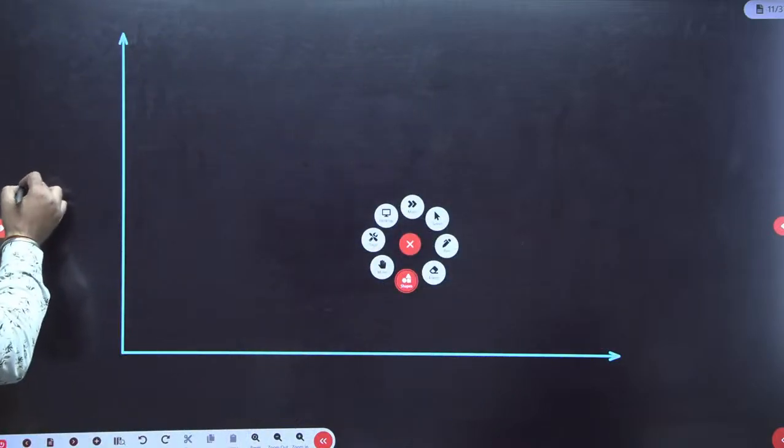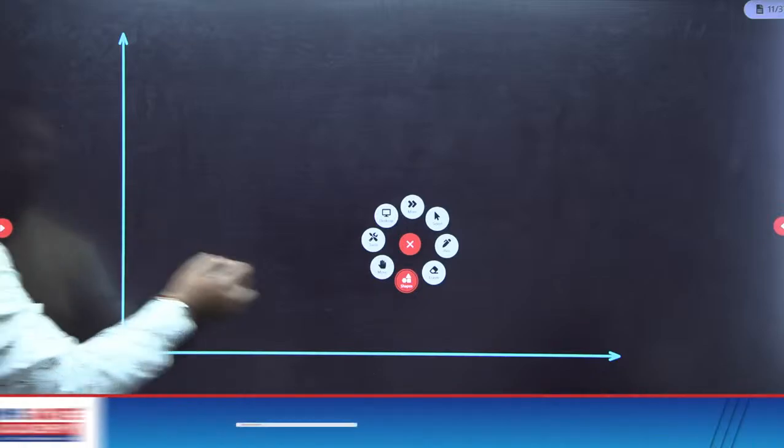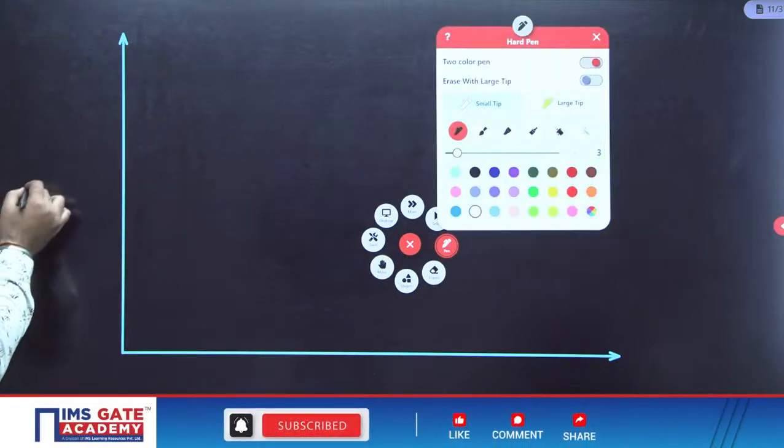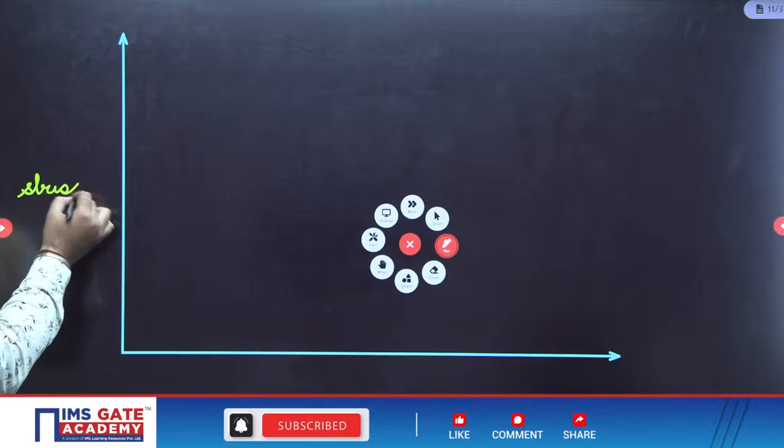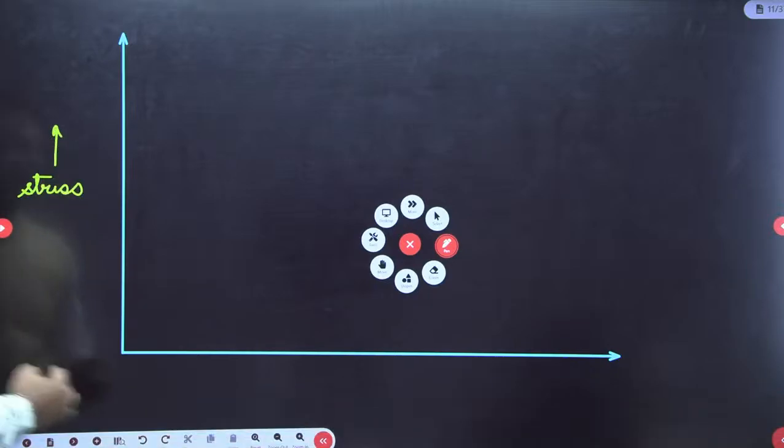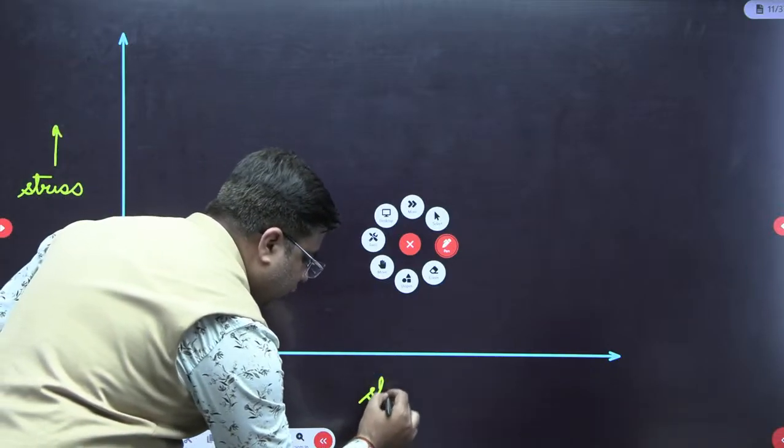First of all, sir, why is stress plotted on the y-axis? Quick answers. Stress is plotted on the y-axis and strain is plotted on the x-axis.